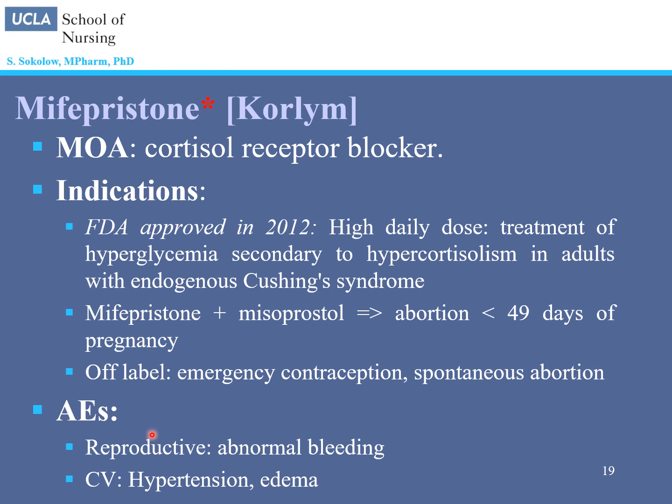Of course, there are adverse effects because they have an effect on the reproductive system. They can cause abnormal bleeding, and because of its effect on the cortisol receptor, they can cause hypertension and edema. So this is the last slide on adrenal gland disorders and derivatives of cortisol, glucocorticoid, and mineralocorticoid. In the next step, we'll talk about women's health and men's health. Thank you for listening.